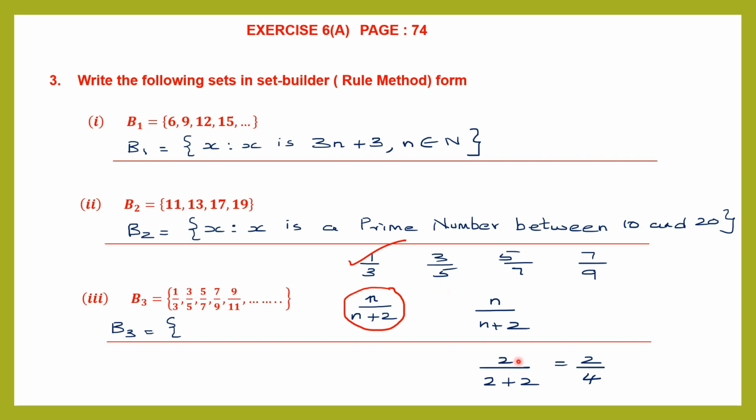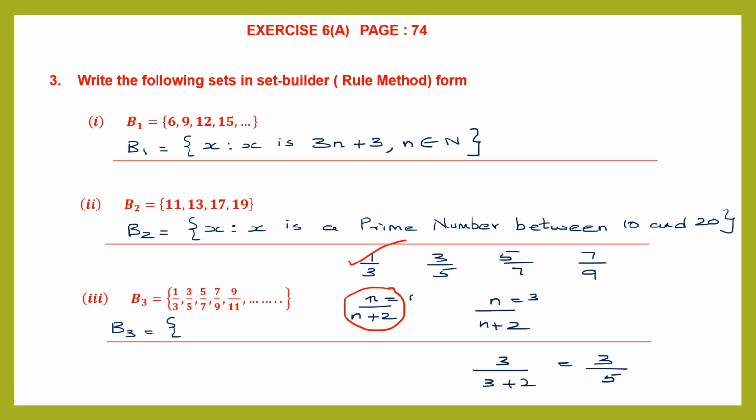So what number can I put there to get 3? I need to put 3 itself. So I'm going to use the same formula, and in the place of n, I'm going to put 3. So in the place of n, if I put 3, then down also in the place of n, I put 3, 3 plus 2. So this becomes 3 by 5. So here n is 3.